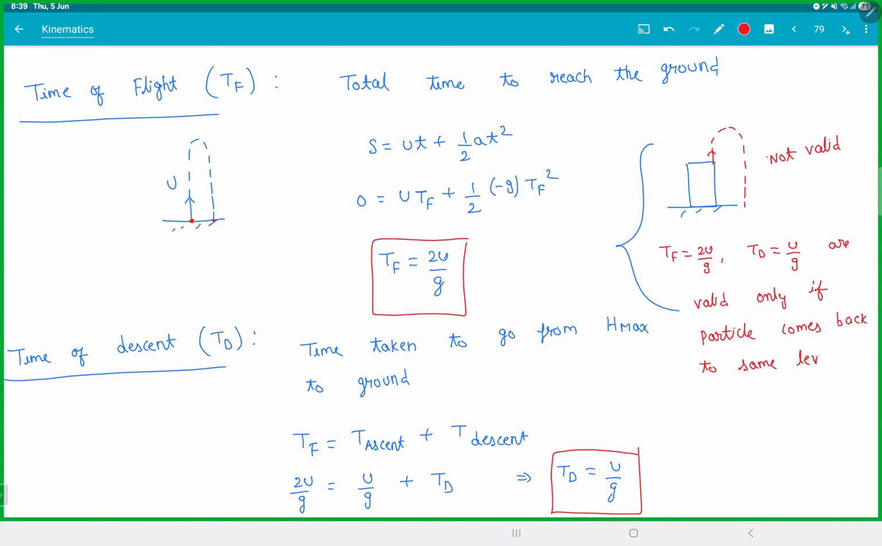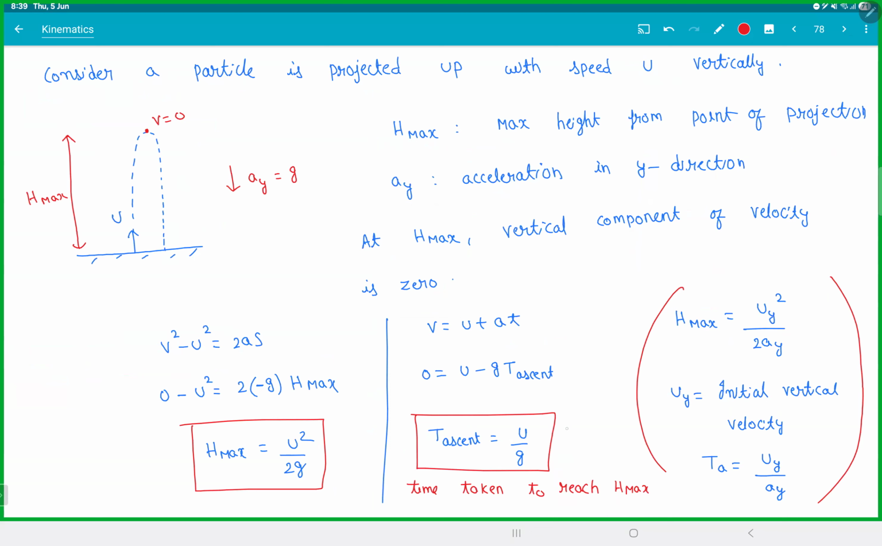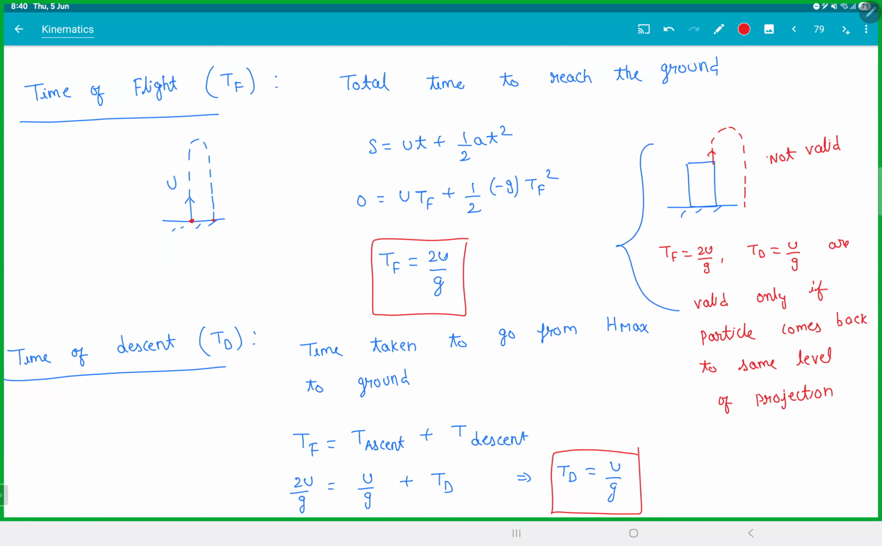Comes back to same level of projection. You don't have that problem in Hmax and time of ascent. These things don't matter, but you can throw from a building. These things are still valid. But time of flight and time of descent, you'll have an issue. If you don't come back to the same level, you can't use these formulas. They are the main 4 quantities there.